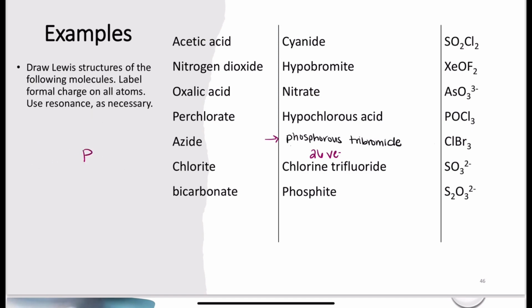Phosphorus is going to go in the center. There's only one of them. It's listed first. It's less electronegative. The electronegativity you may or may not be able to figure out from the general trend, but it is listed first, and there is only one of them, so it's going to be my central atom. Tribromide, I'm going to connect the 3 bromines around it.